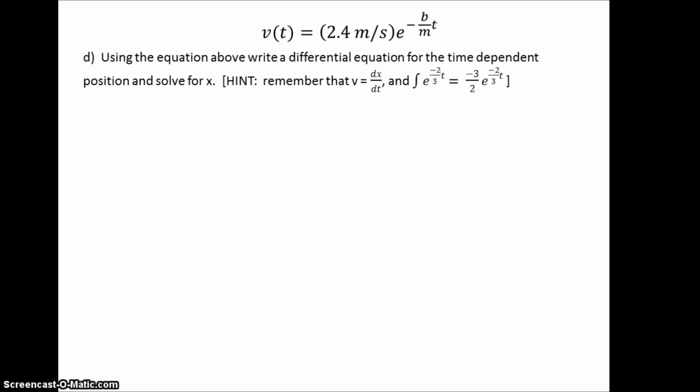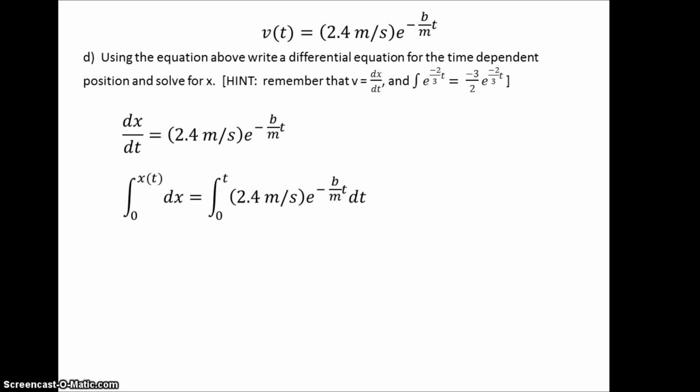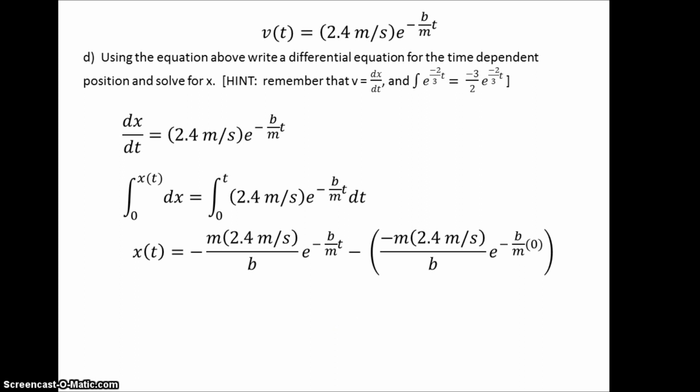Okay, then of course velocity is really the time rate of change of position, so let's plug that in, and I get dx dt equals 2.4 meters per second e raised to the negative b over m times t. I can integrate from 0 to x dx, and of course I multiply the other side by dt, and I can integrate from 0 to t, and I get the position equation after integrating. We can now simplify, and finally we get the following.